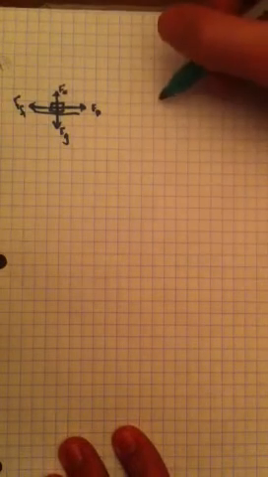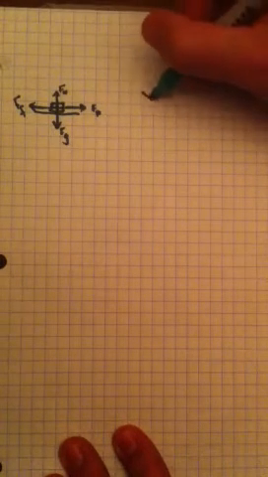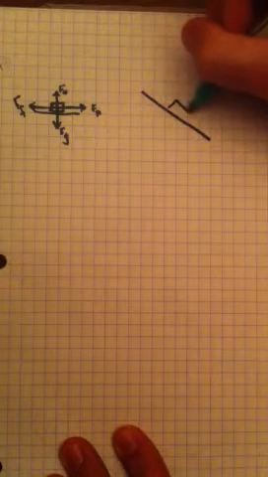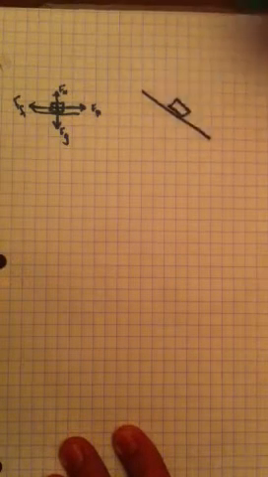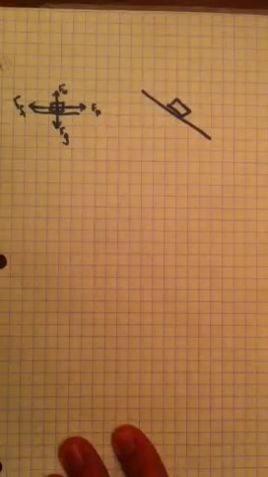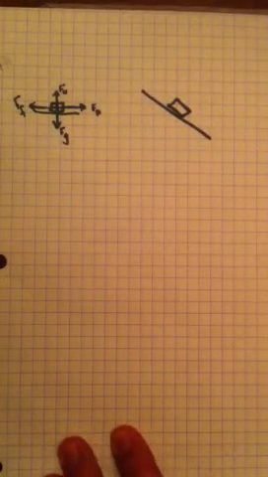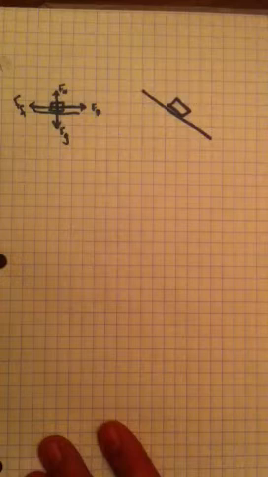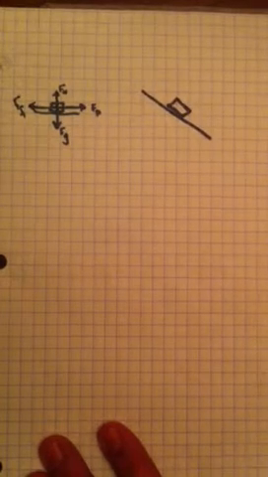Now, what we're going to do, instead of using a LabQuest to pull the block, we're now going to utilize gravity by raising the board that it's sitting on, and therefore having gravity pull it down the incline a little bit. So in order to solve these problems, we have to again look at the free body diagram.